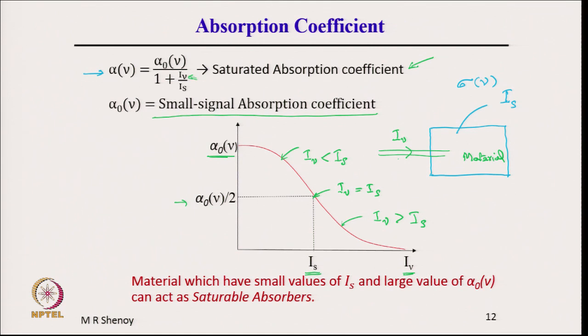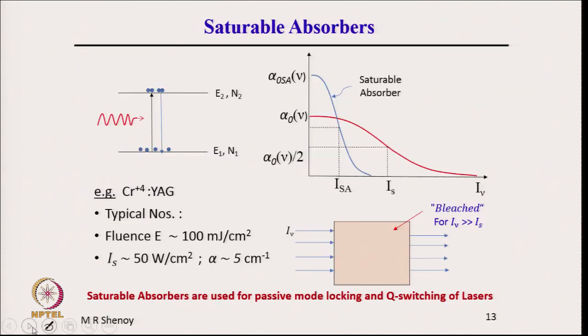What is important? Materials which have small values of I_s and large values of alpha_0 of nu can act as saturable absorbers. Saturable absorbers are widely used in laser physics. So, let us discuss saturable absorbers.